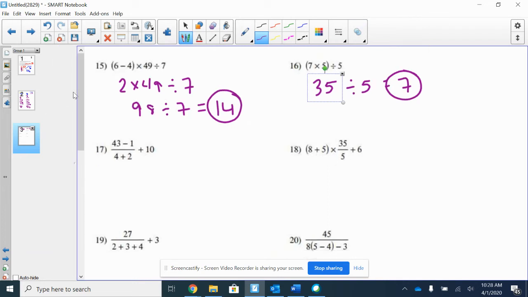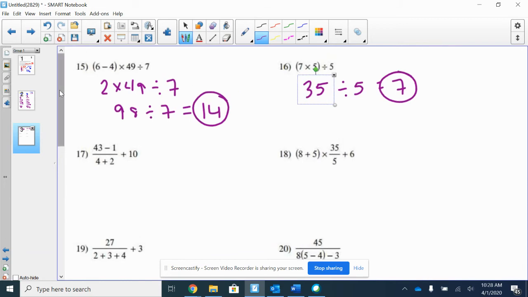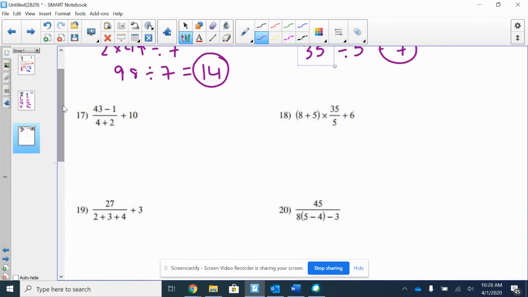If we look here, we have a couple of problems with this fraction bar involved. All of these actually, 17, 18, 19, and 20. So if we look at this first one here, number 17, if you have an expression in the numerator and denominator of a fraction, you want to simplify those first. So you can almost view it like these are in parentheses and these are in parentheses. And then once you get the answer for both the numerator and denominator, then you want to divide those.